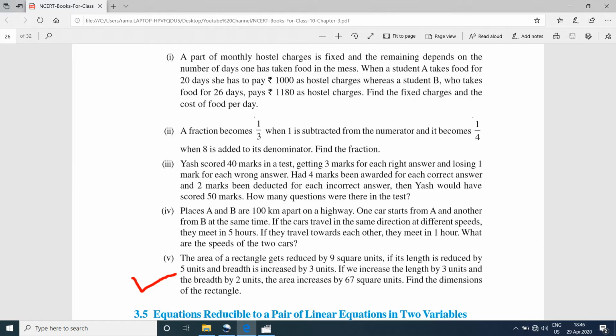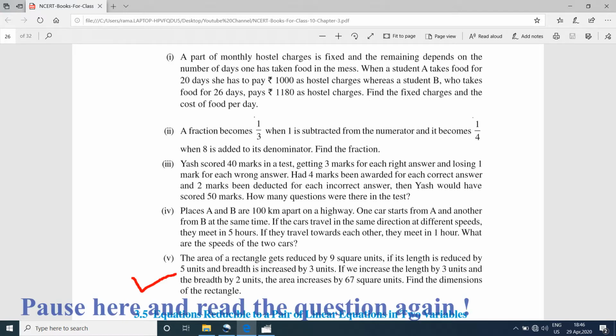Okay, now we are moving to the fifth sub question. The area of a rectangle gets reduced by 9 square units if its length is reduced by 5 units and breadth is increased by 3 units. If we increase the length by 3 units and the breadth by 2 units, the area increases by 67 square units. Find the dimension of the rectangle. Read it again.